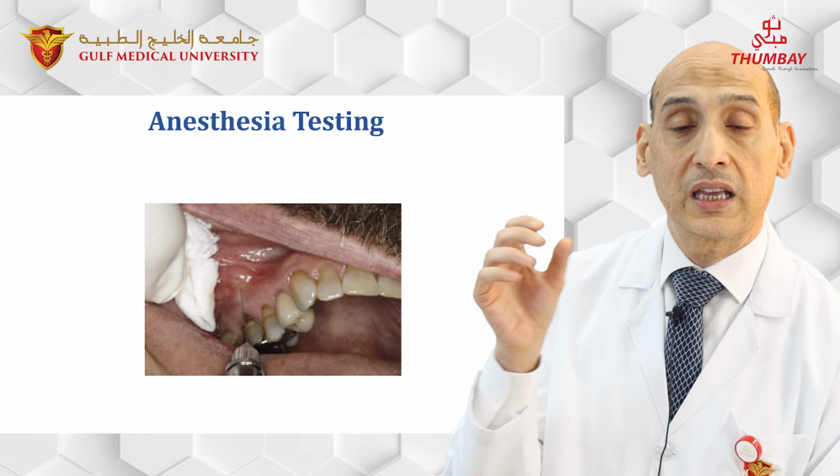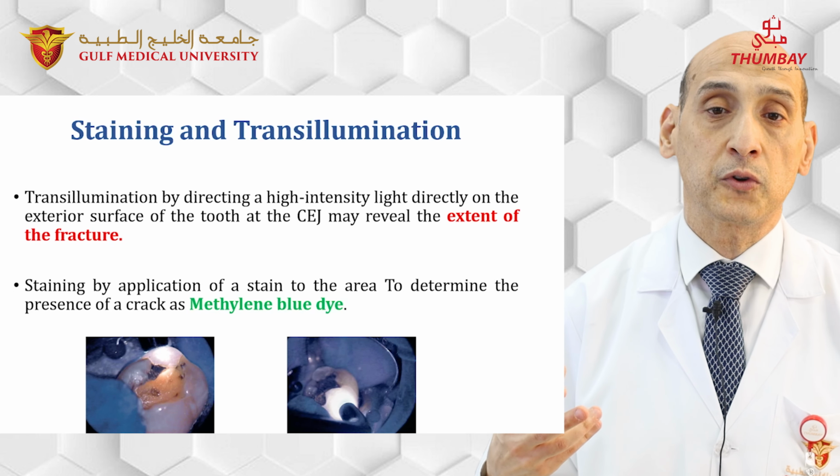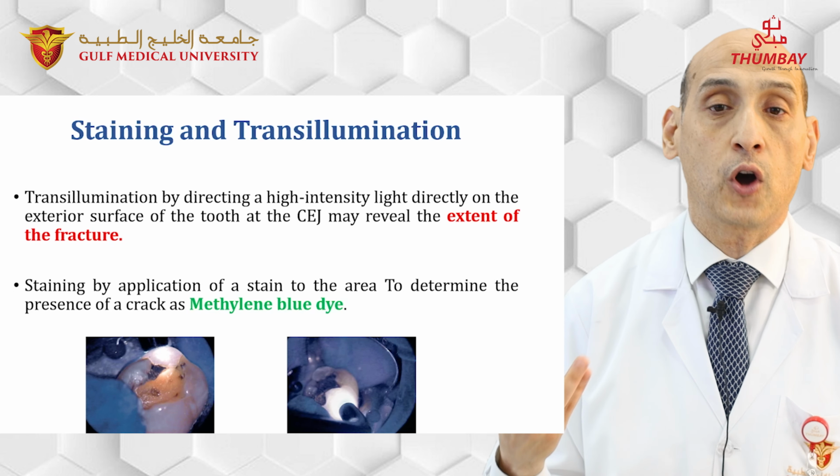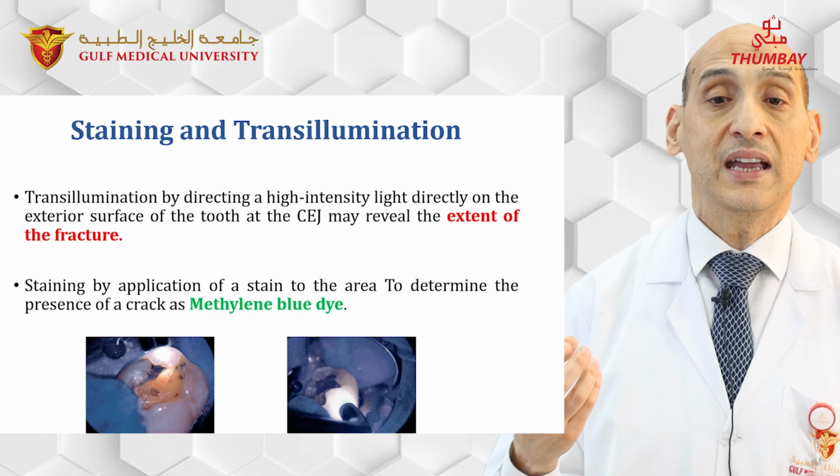Other kind of objective test is the staining and transillumination. Staining, if there's any fracture line, okay, transillumination is providing like a fiber optic light on this tooth. If there's any line of crack, this crack will absorb the light and it will appear like a dark line in the tooth, okay?